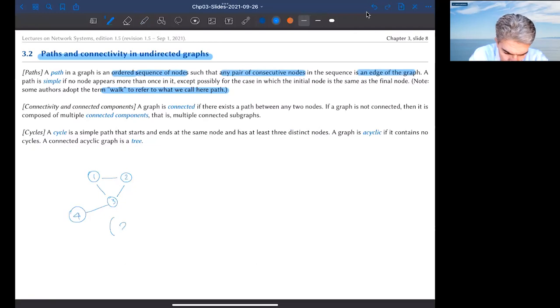So maybe you start at node 2, you go to 3. From 3, you go to 4. From 4, you can only go back to 3. 1, 2, 1, 2, you go to 1, you go to 3, you go to 4, and so forth. Finite length, right?